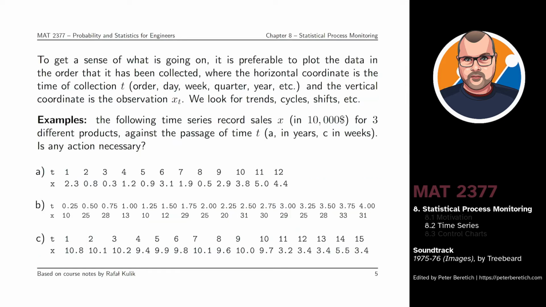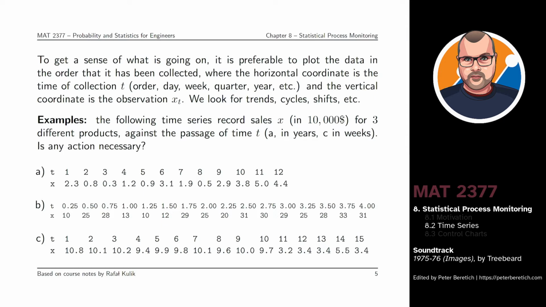Now, usually it is smart to plot the data in the order that it has been collected, assuming that you have a time index. Usually then the horizontal coordinate is going to be the time of collection. That could be the order in which the observations are measured, or potentially the actual date, the day of the week, the quarter, the year, and so forth, where the measurement was taken. And the vertical coordinate would be the actual value of the observation, the xt.